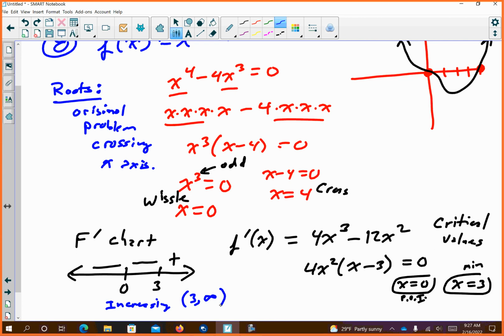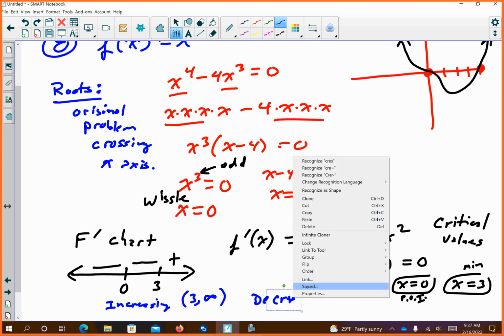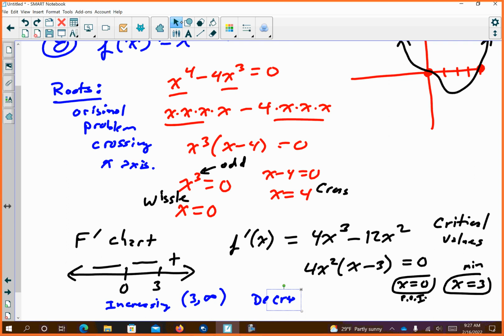So intervals where it's increasing, 3 to infinity, where is it decreasing? Decreasing, I'm sorry. I think I did that yesterday too. Decreasing. Go away. Oh boy. I'm just going to start over. Decreasing.